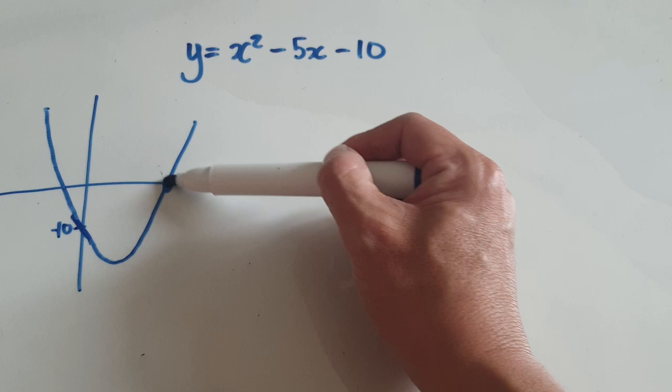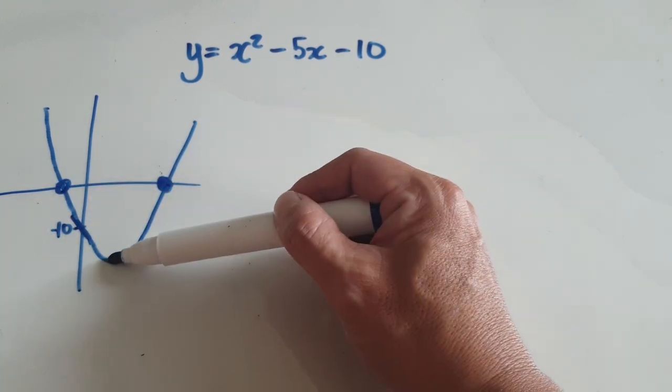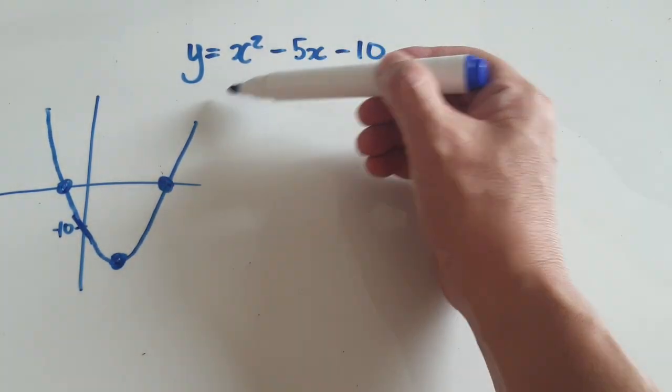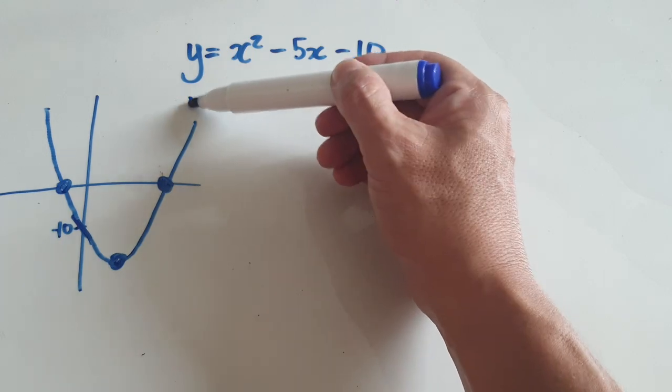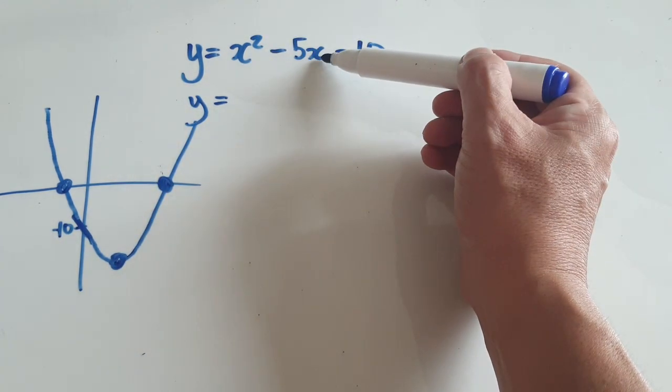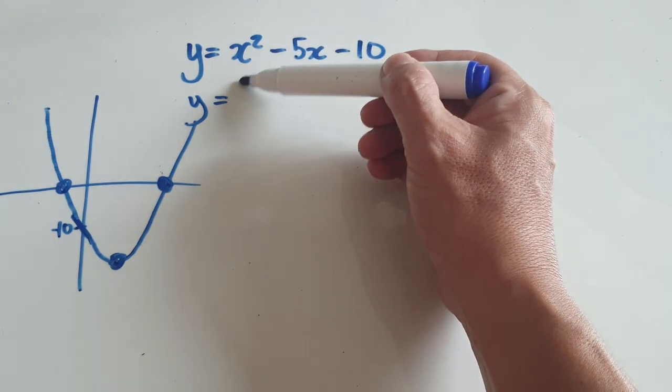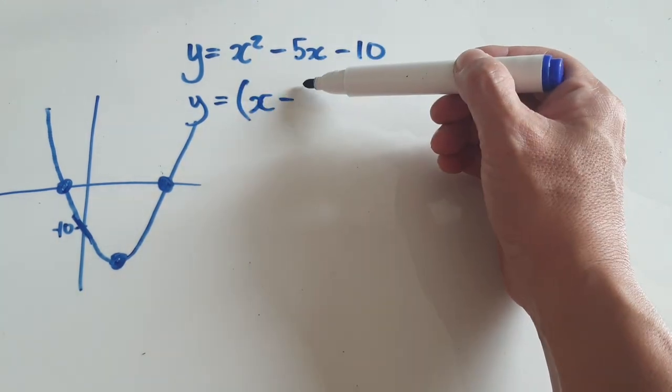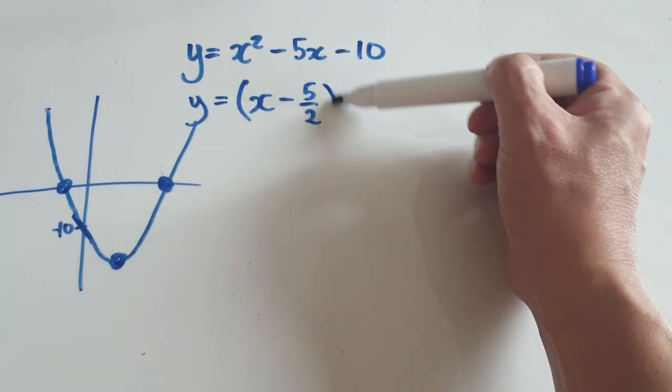Our job is to find the two roots and the vertex. So to do this, we would complete the square. Your eyes should zoom into these two terms, and it's always half of the coefficient of x. It's always half of that 5. So half of it would be 5/2 squared.